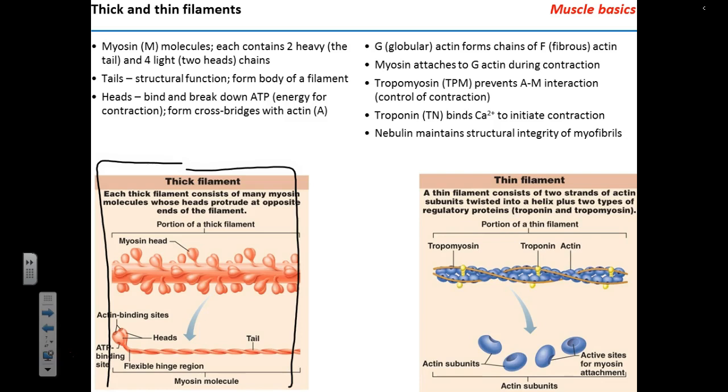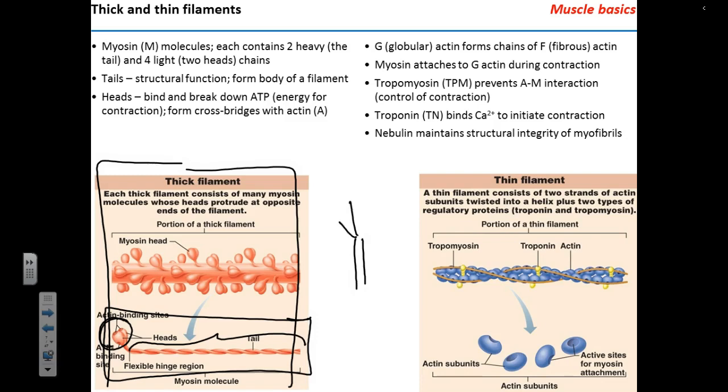Each myosin molecule, you can see it here at the bottom, consists of two heavy chains, the tail parts, and four light chains, the head parts. Okay, so think about this. It can be presented something like that. So that's heavy, and those are light fragments.